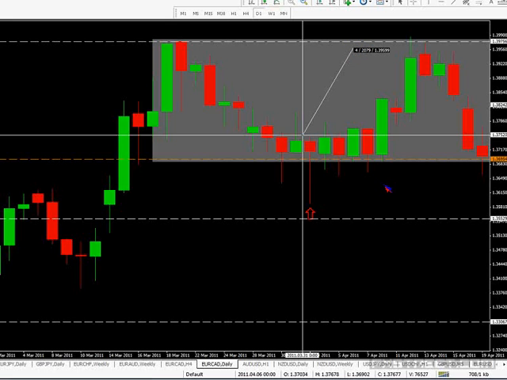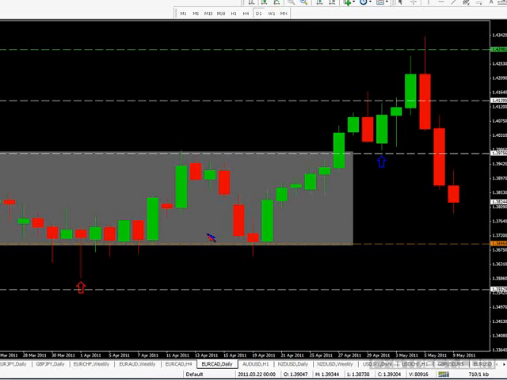Now, what about the box? So then price came back down and it sort of stayed in this box. So we look for these other setups where, and we probably won't have time to get into this one, but we will at some later stage.